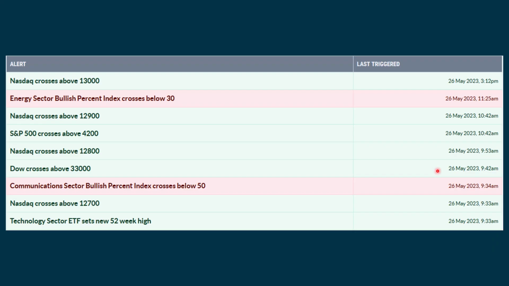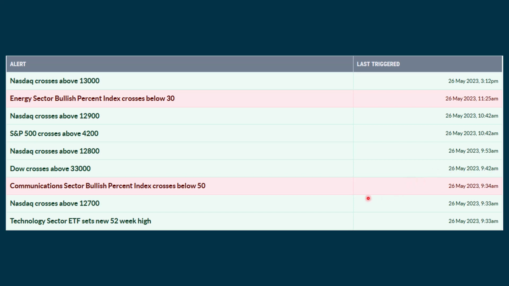Technical alerts are put out by stockcharts.com. You don't have to be a member to go and see these. They're produced every day and they're automatically generated. They not only deal with the S&P, but all the major indexes. They also look at the different sectors inside of the market.